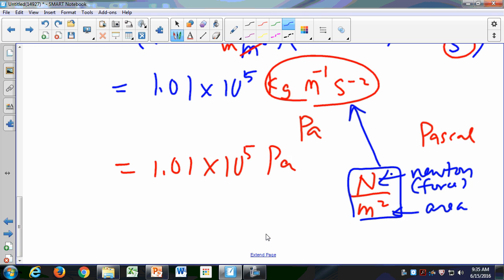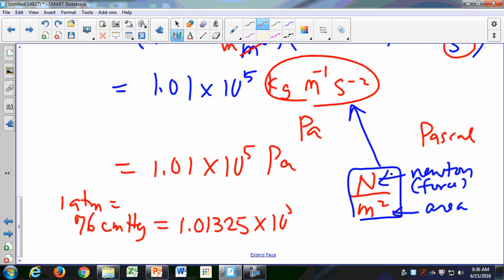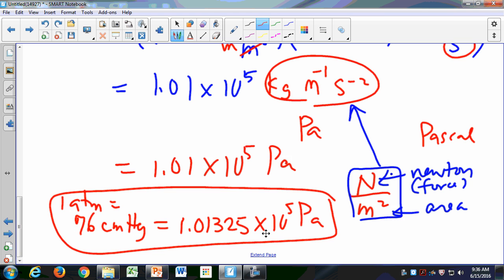Now, the more precise value: if we were to use more accurate values for the density of mercury and acceleration due to gravity, then you can see that 76 centimeters of mercury, which is 1 atmosphere, which we defined earlier, is equivalent to 1.01325 times 10 to the fifth Pascal. So that's a conversion equivalent that you can use to convert units from SI to the more traditional ones: torr, atmosphere, and millimeters of mercury.